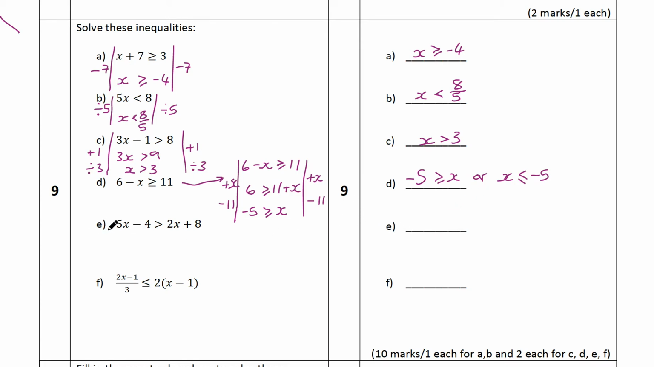Okay, now one with x's on both sides, exactly the same as an equation, that's like that. Get rid of the smaller amount of x's. Here we want to take away 2x, and that will just leave us 8 on the right. If we take away 2x from 5x, we've got 3x, and we've still got this minus 4. We then add 4 to both sides, giving us 3x is greater than 12, and then we would divide by 3. I'm just going to write the answer here to leave us x is greater than 4.